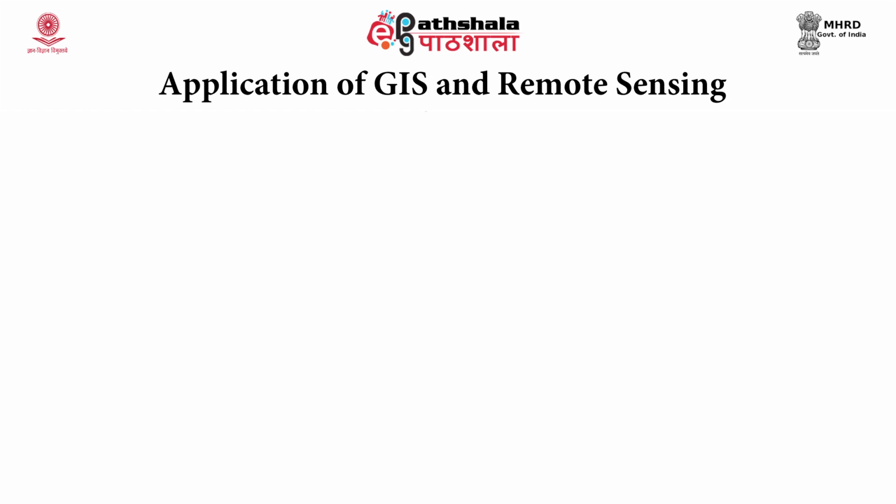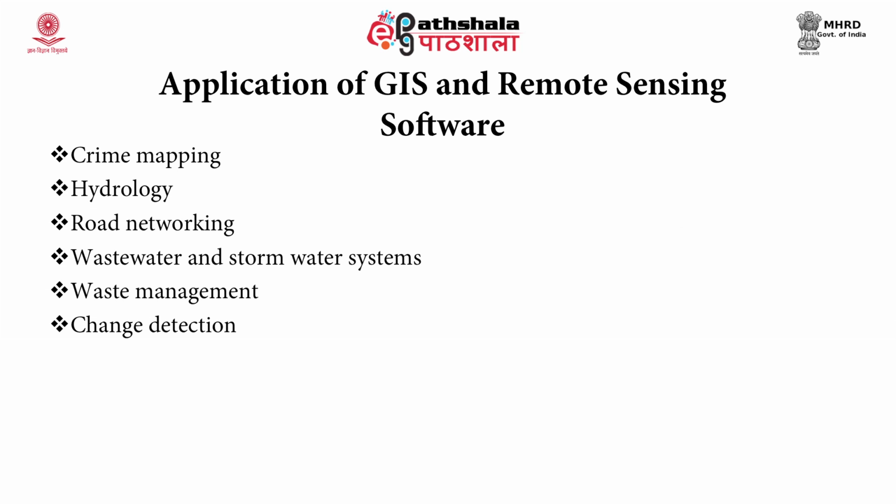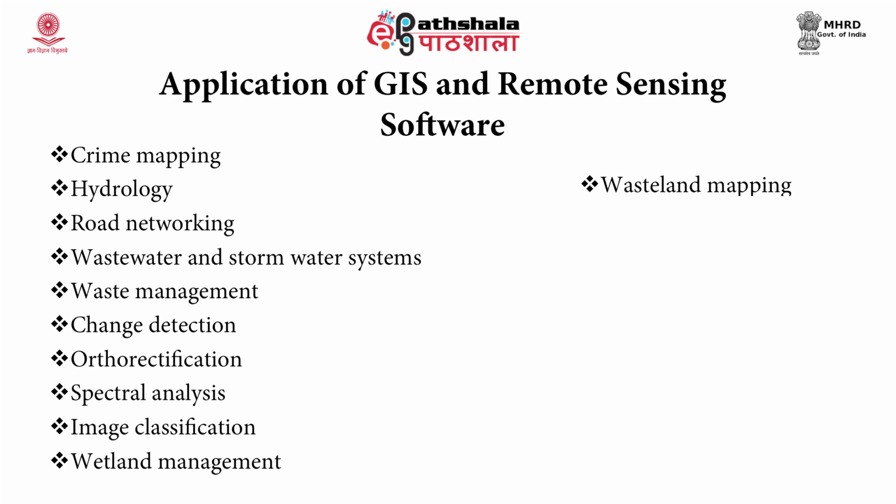So now after studying about these various remote sensing and GIS softwares, it becomes essential to understand what the functionalities of these softwares are. These remote sensing and GIS softwares have a wide range of functionalities that can vary from crime mapping and road networking, which is a part of urban planning, besides hydrology and other applications in environmental sciences.